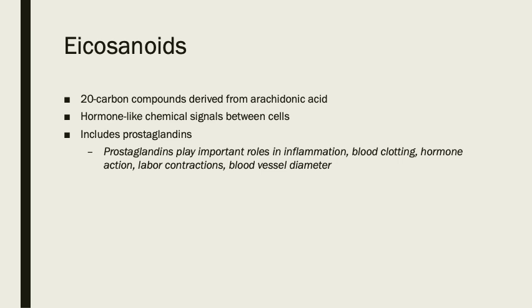So here we have eicosanoids. These are 20 carbon compounds. They're pretty complex, but they are very, very similar to hormones because they can send signals between cells. Some examples of these are prostaglandins, which act very much like hormones, even though they're not. But they have really big roles in our body in things like blood clotting, producing hormones. They're really important for helping labor progress. So these are eicosanoids.